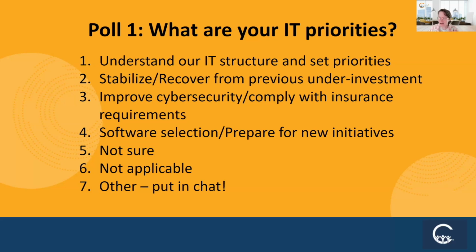The next, with about 50%, was to improve cybersecurity or comply with the insurance requirements. Under that, to stabilize or recover from previous underinvestment, so we're going to talk a little bit about that too. And then under not sure, a couple of people put that in. And other. Johan, you're going to move on to setting priorities and how you go about that.